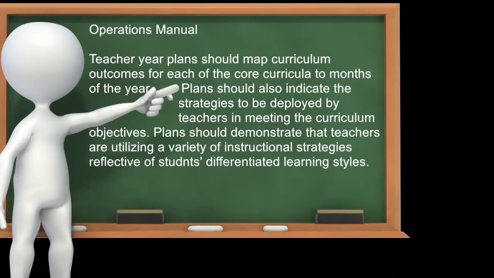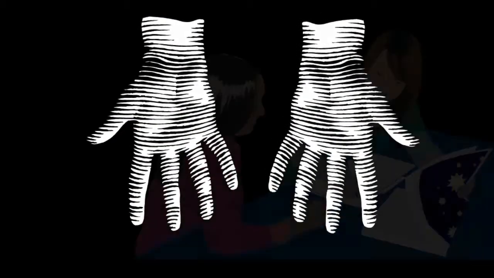Teacher year plans should map curriculum outcomes for each of the core curricula to months of the year. Plans should also indicate the strategies to be deployed by teachers in meeting the curriculum objectives. Plans should demonstrate that teachers are utilizing a variety of instructional strategies reflective of students' differentiated learning styles. Here's how we do it.